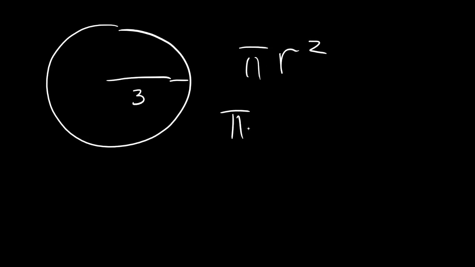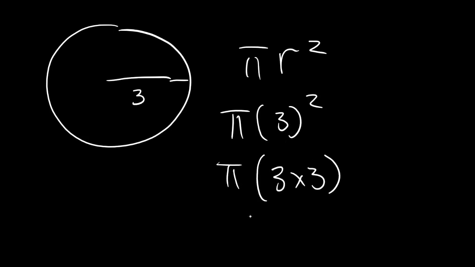Okay, so say we had a circle with the radius 3. What's the area in terms of pi? Well, just plug it into this equation, pi r squared. That's pi times 3 squared. And using PEMDAS, we need to do exponents first. Pi times 3 squared, 3 times 3, which is 9 times pi, 9 pi.